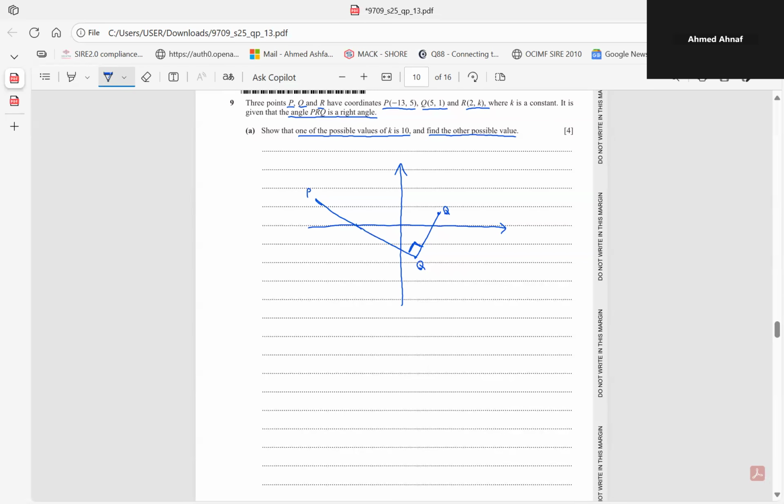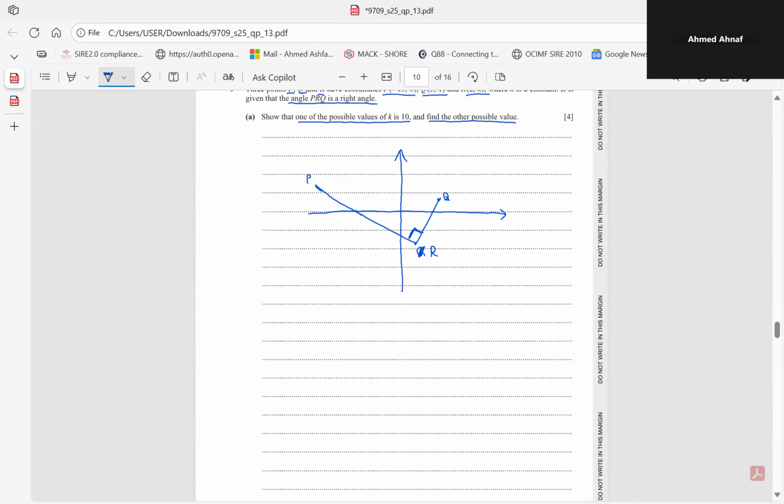For coordinate geometry, always try to sketch out whatever information you're given. Then it would be much easier for you to solve. Since we know that angle PRQ is the right angle, we can conclude that lines PR and QR are meeting at right angles. For lines meeting at right angles, the product of their gradients will always be equal to -1. So we're going to use this result to find K.